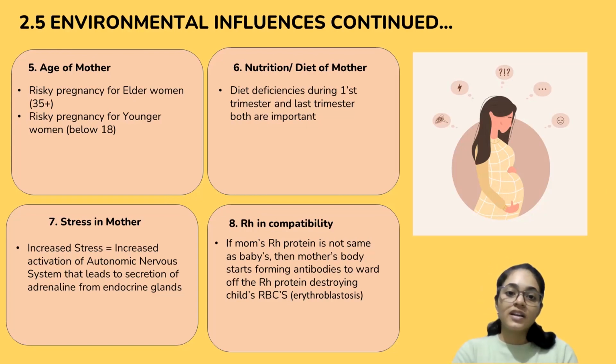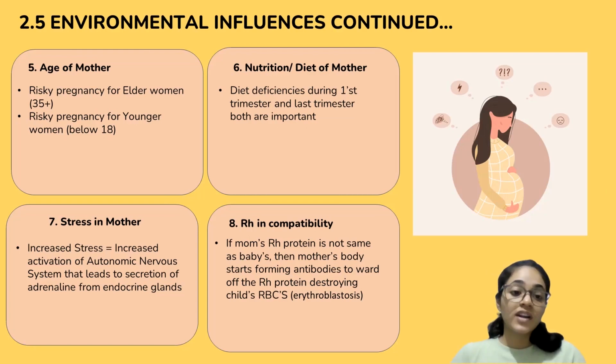Sixth, we have the nutrition and diet of the mother. Of course, diet deficiencies during the first trimester and the last trimester are both important. It's not that in the first trimester you ate and drank well and now your child is safe. No, the development of the child keeps happening across the 9 months. So it's important that the mother keeps taking care of her health and keeps eating proper food, proper diet, proper nutrients right from the first trimester to the last one, because it impacts the development of the child.